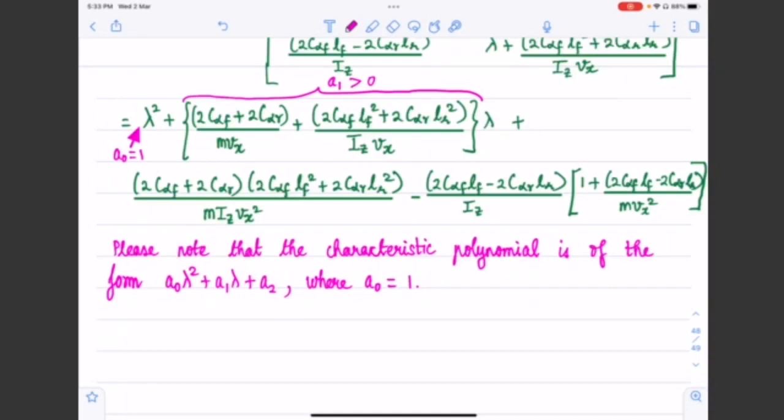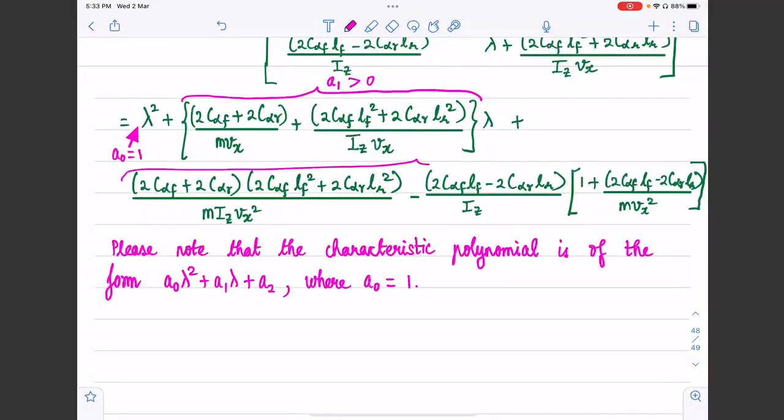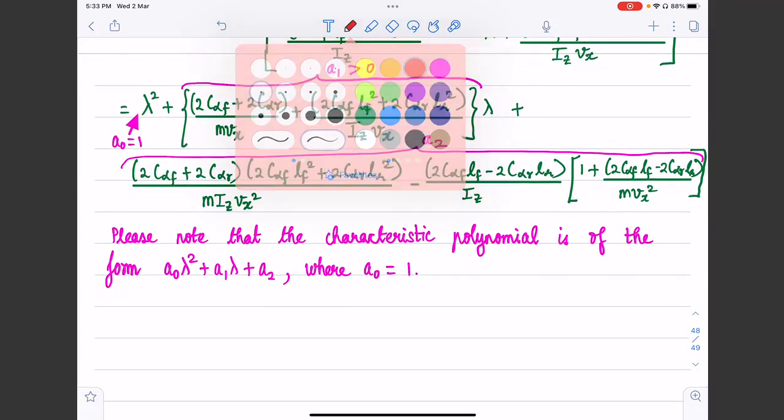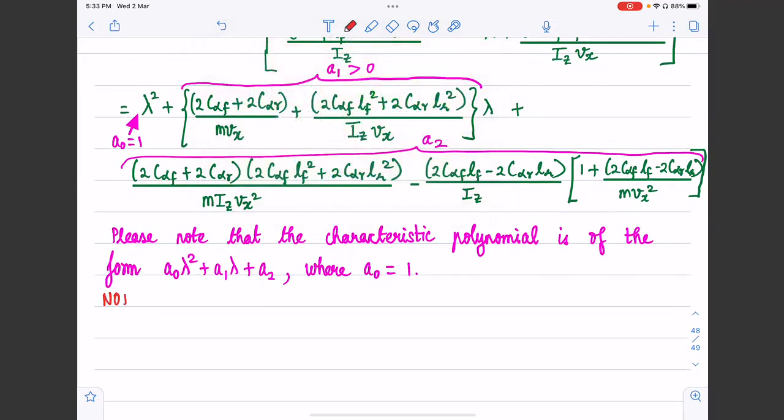Now, what is a2? A2 is this big expression. It's just a constant. So this is a2. Why am I doing all this, right? I'm going to write down a couple of important points.